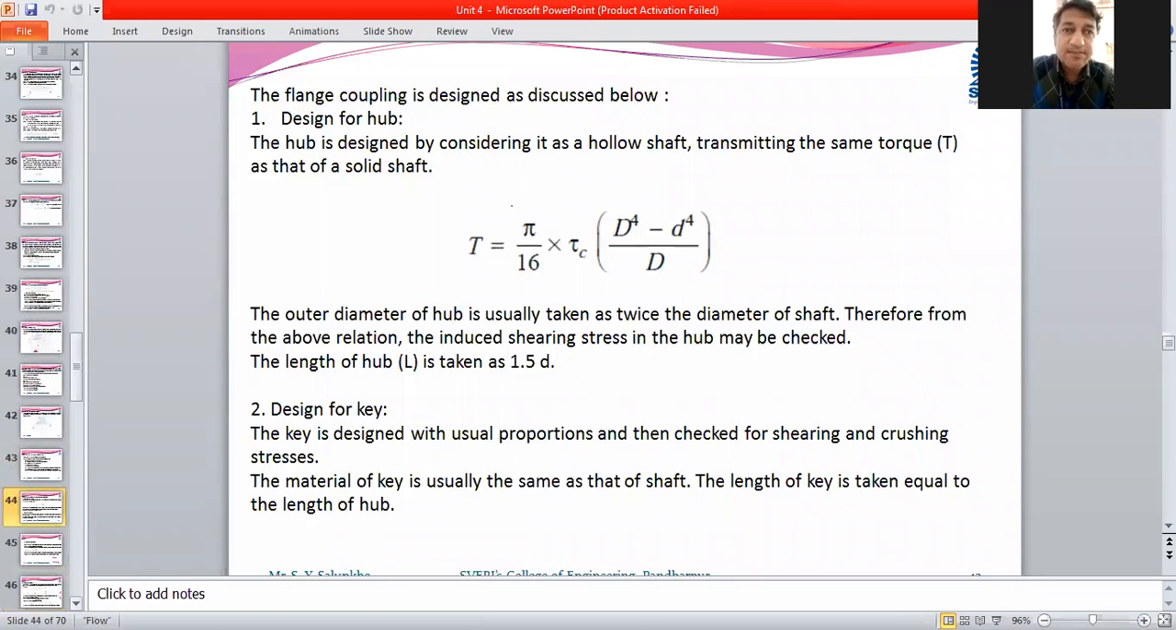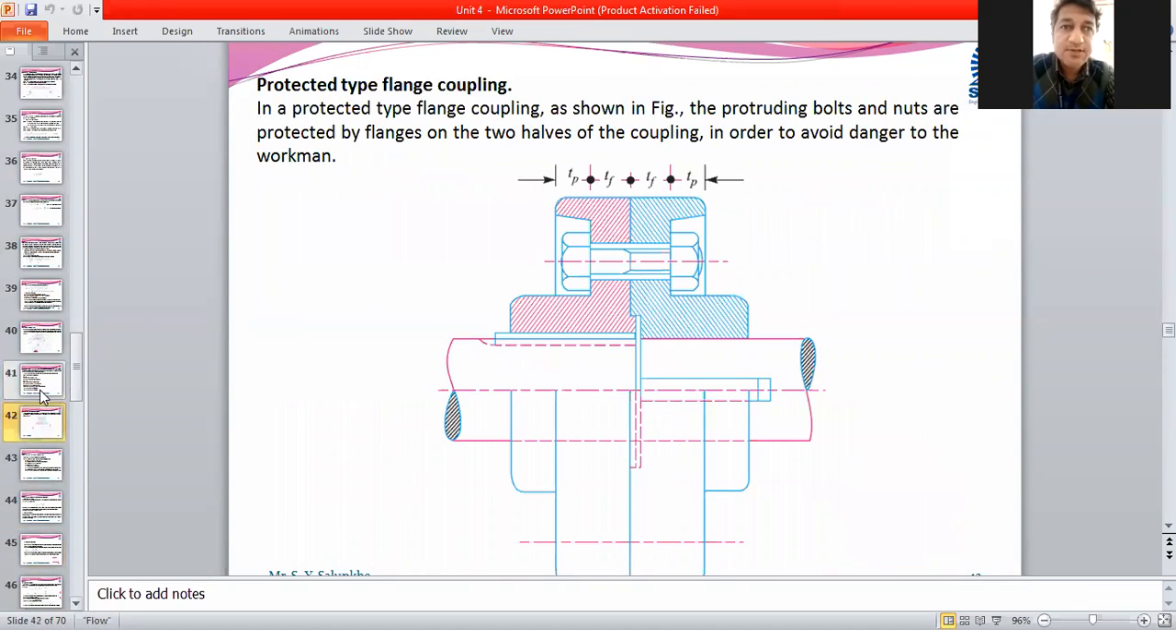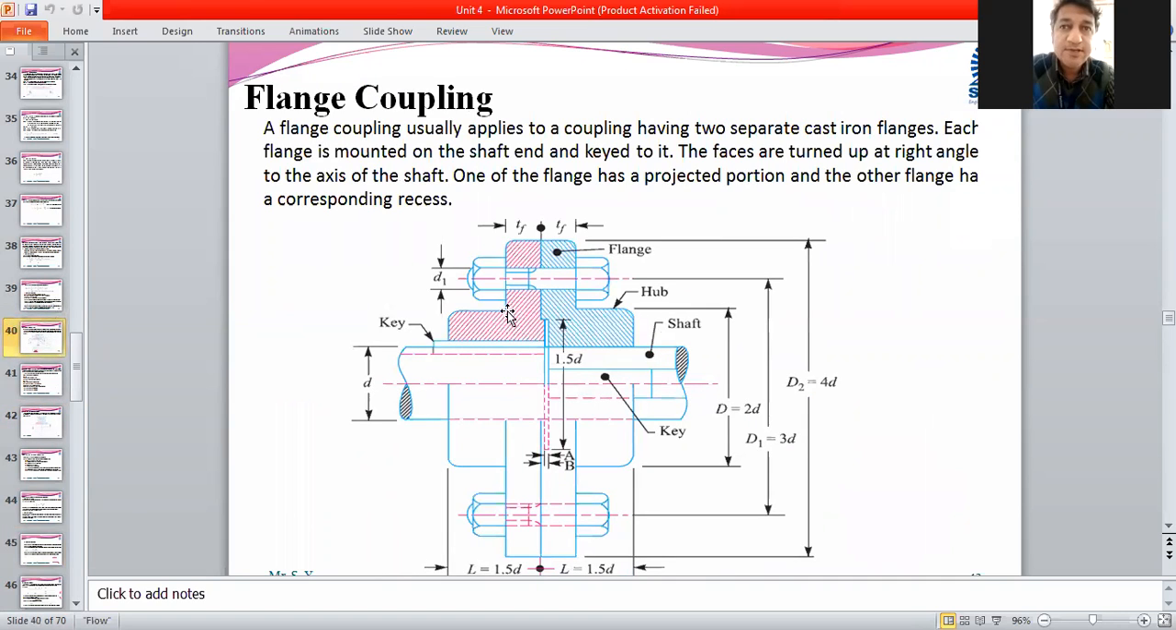So the next step, that is the third step, design of flange. In case of flange, we are going to take the flange which will get sheared out here. At this place, let me tell you, here the shearing. We are going to check it for the shear stress here.